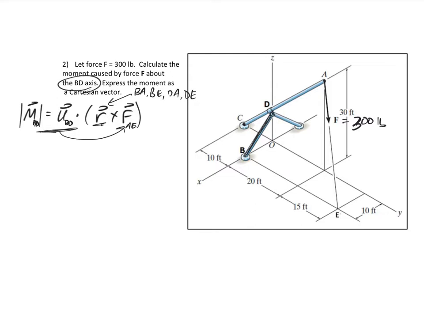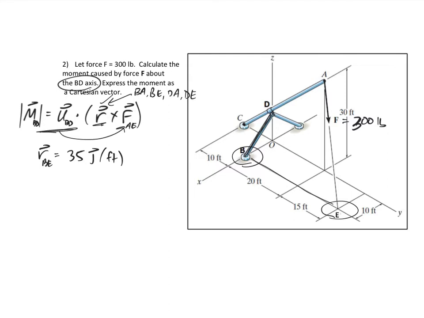So I think I'm going to choose B to E, right? BE, that's a pretty easy one. It's just 35J. So maybe let me go ahead and do that. The R that I'm going to choose is from B to E, and it is 35J units of feet. All right, so I've got that R. Let me go to the U.